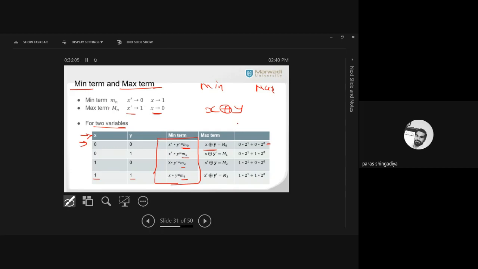It will be 0 into 2 raised to 0 plus 0 into 2 raised to 1. So the total is 0. So that is called capital M0. Okay. And then the second one, that is 0 with 1. Okay. X is 0, Y is 1. So 0 का मतलब है normal element और 1 का मतलब है complement. So it will be X ring sum Y dash. ठीक है. यहाँ पे Y dash का मतलब है 1. तो यहाँ पे 1 आएगा. ठीक है. यहाँ पे 0 as it is रहेगा. So it will be 0 plus 1. That is equal to 1. ठीक है. So that is called M1.